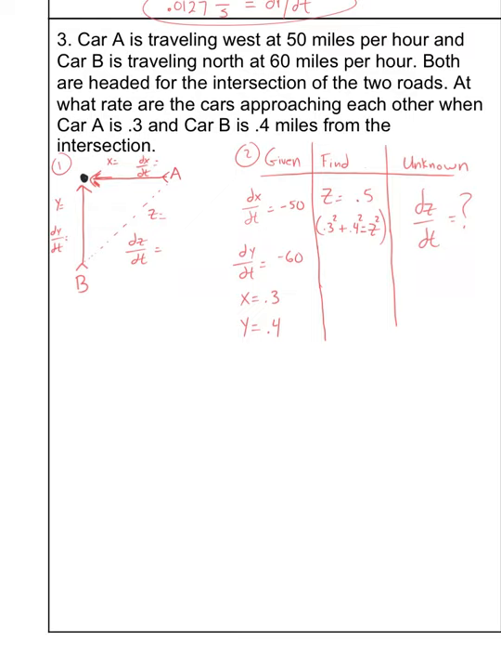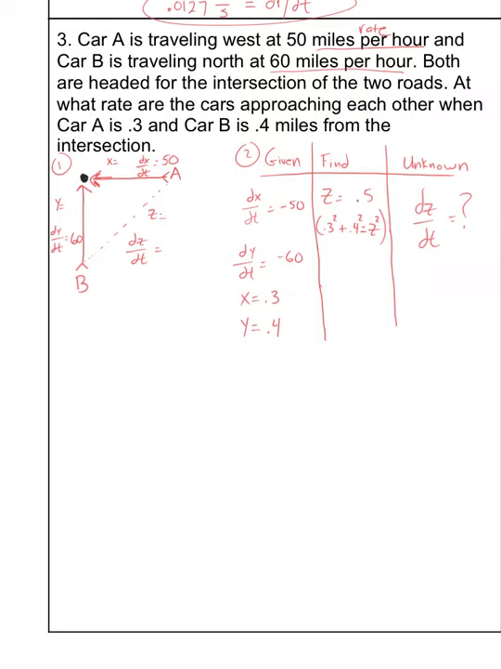We have car A traveling west, so that's to the left, at 50 miles per hour. Miles per hour, that is a rate. So that is going to be my dx dt, 50. Car B starts right here and is heading towards the same intersection, and he's going north, so that is up. And he is traveling at 60 miles per hour. That is also a rate, so that is our dy dt, 60. All right, they're both headed towards this intersection.